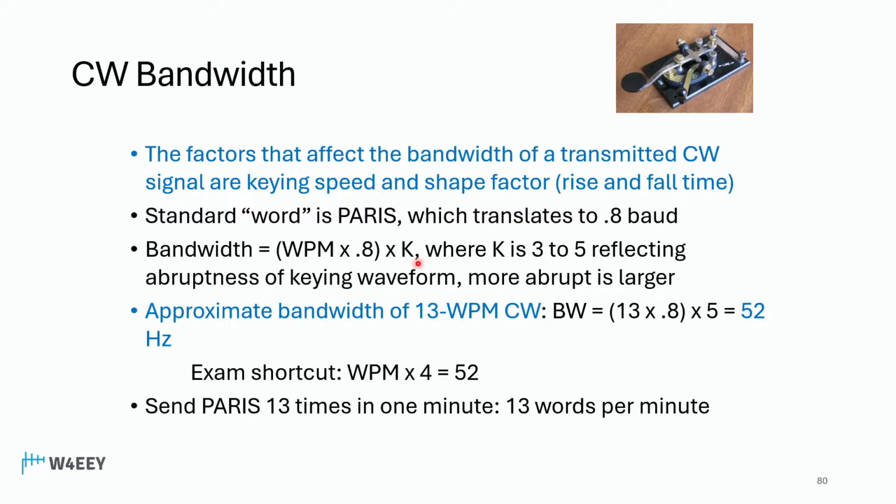Well, this is all nice and accurate information, but you don't really need to memorize that to get to the right answer. So the approximate bandwidth of a 13 word per minute CW signal: 13 times 0.8 times 5 equals 52 hertz. Now the exam shortcut that I'll give you is the words per minute times 4. In this case, 13 times 4 works out to 52 as well. So just take the words per minute times 4 and you'll be at the right answer. It's totally fine if you memorize all of this stuff, but you really don't need it.